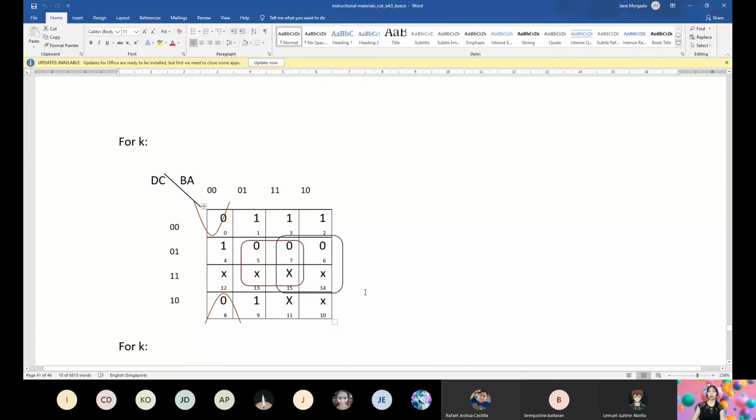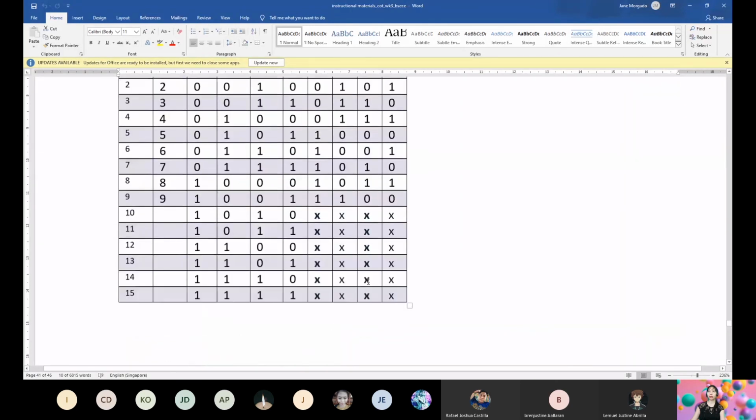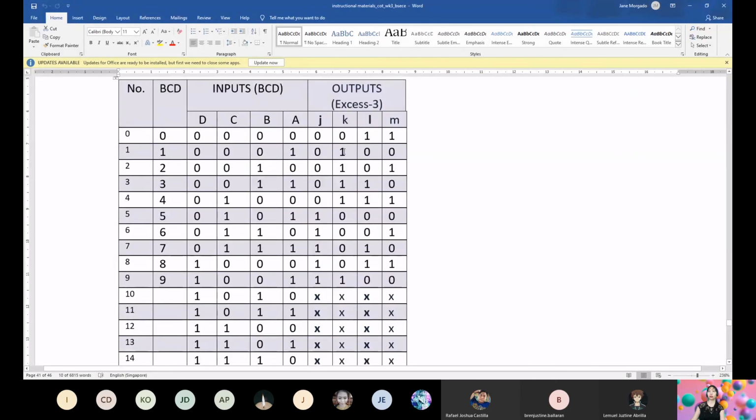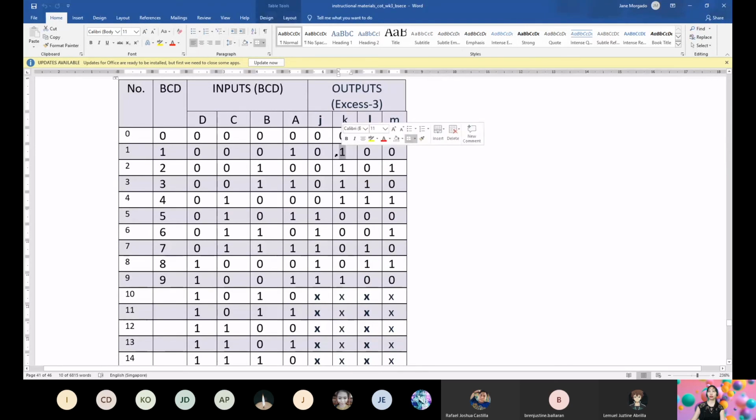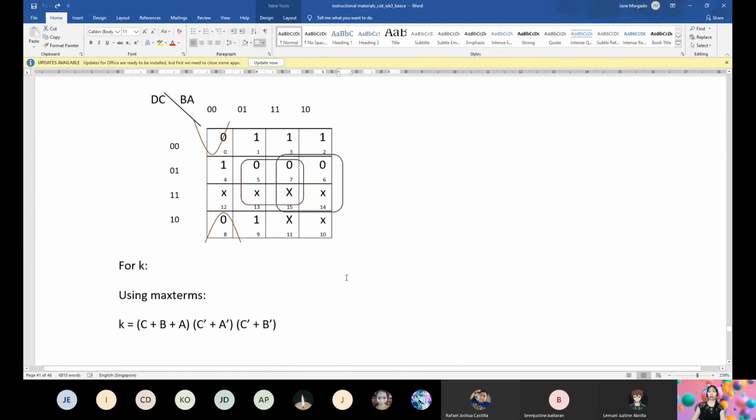So for K, let's check, when is it 1? It is 1 only for 1 to 4 and 9. Okay. 1, 2, 3, 4, and 9. So again, using max terms.